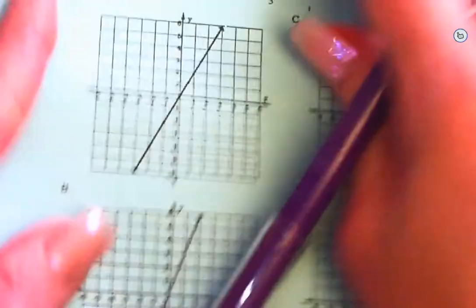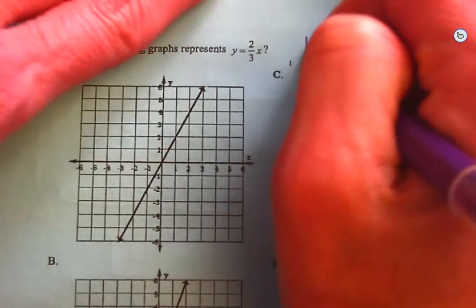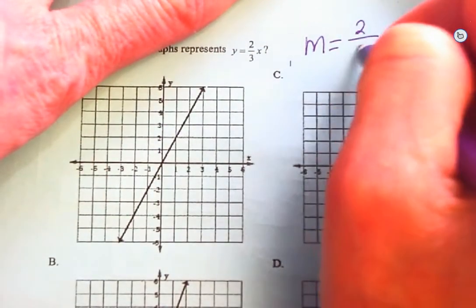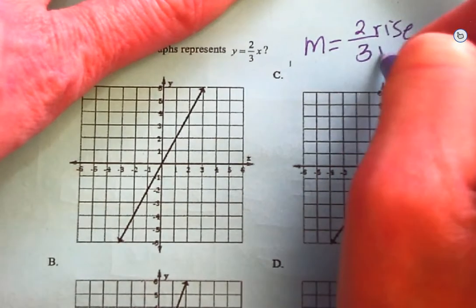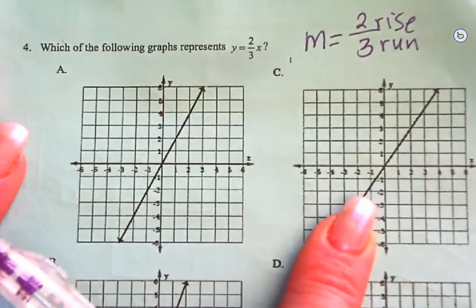All right, let's look at number 4. Another graphing. Obviously, you're not actually graphing them on the test. You're going to be picking graphs that match. So what do I know about the slope of this line? What's the slope? So slope is 2/3. So that means it's 2 on the rise, 3 on the run. And it's proportional, but all of these are proportional.